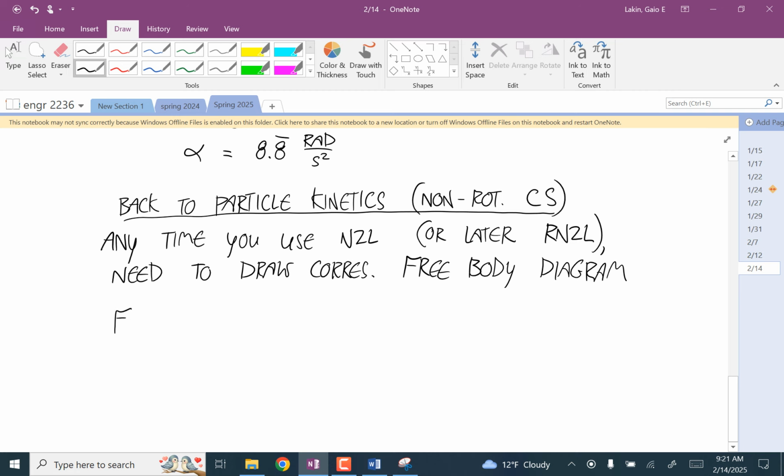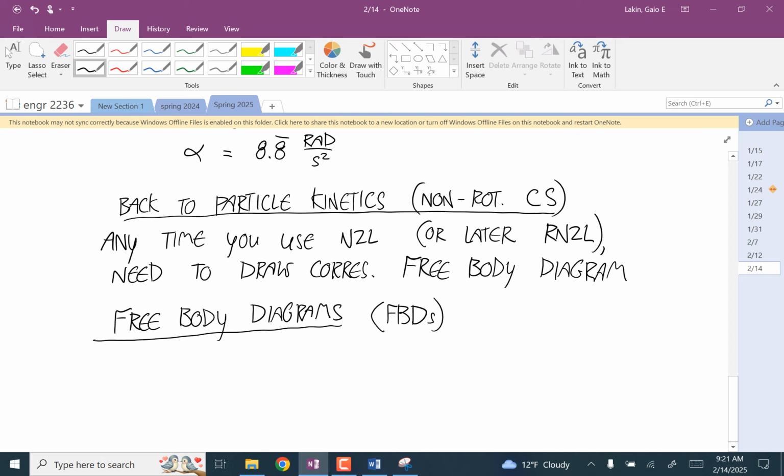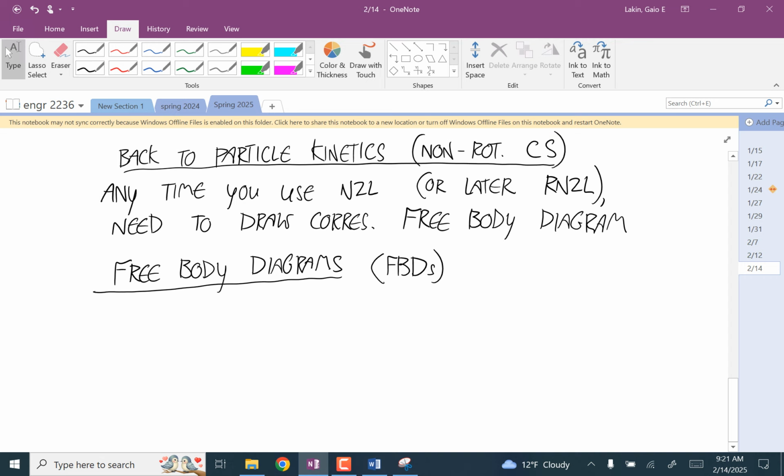So I want to just list out a set of rules for drawing free body diagrams. And I'll just always call those FBDs. So the first step is to draw a closed outline of the chosen body.